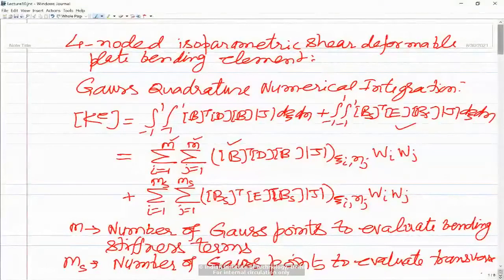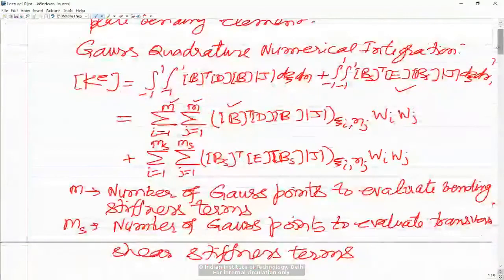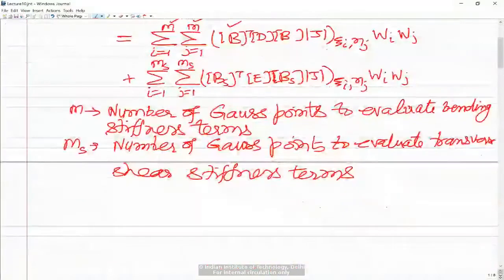This I am talking about is the four noded isoparametric shear deformable plate bending element based on first order shear deformation theory, for which we have done the formulation in the natural coordinate space, and for that you can do the integration like this. So yeah, these are M and Ms.